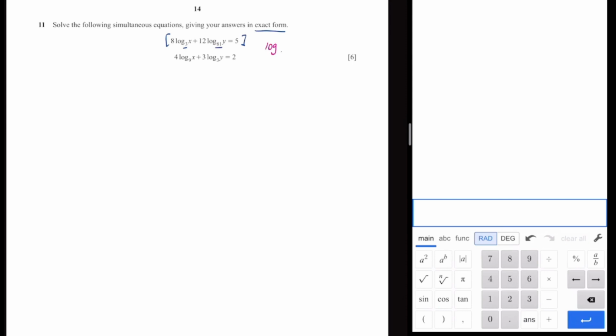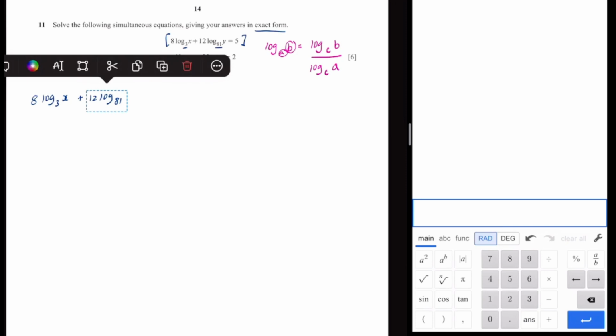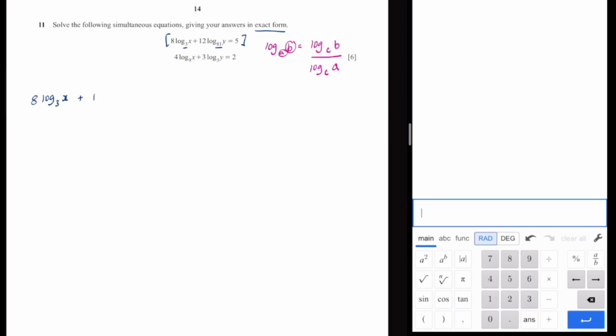Just giving you a general formula: the base a with the index b. Whatever is on the index, you will place it, changing to any base that you like, and just put the index on the numerator while the base goes at the denominator. Again, how do we solve these questions? Go for it. 8 log base 3 of x plus 12 log base 81 of y. Before this, I'm going to change this 81 so that it becomes base 3. So log base 3 of y over log base 3 of 81, close it, and this is equivalent to 5.